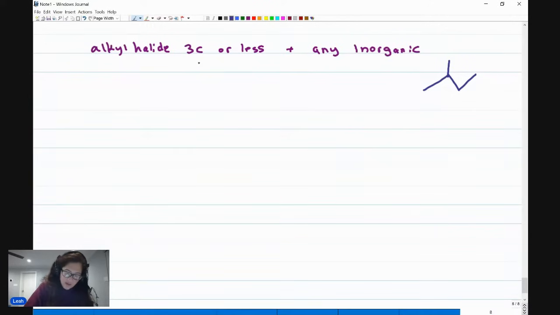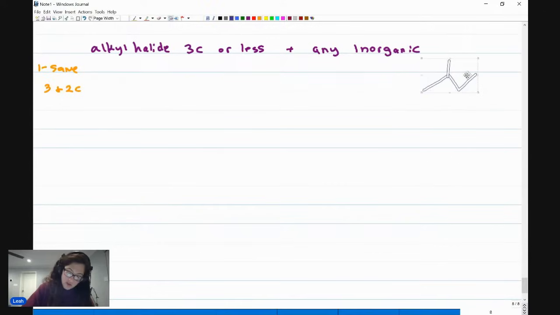First, if we're dealing with an alkyl halide 3 carbons or less, let's take a look at our product and figure out how we want to break it up. And if I can figure out how to break it up, the rest is very easy. Question 1, what is the same? Well, I have a total of 5 carbons, so I have 3 and 2 carbons. What is different is that I have to connect them. So again, alkyl halide 3 carbons or less, plus any inorganic to synthesize this.